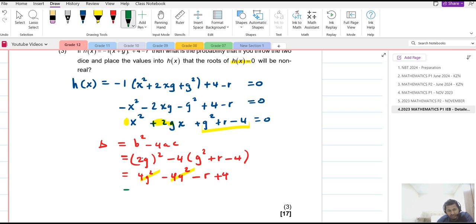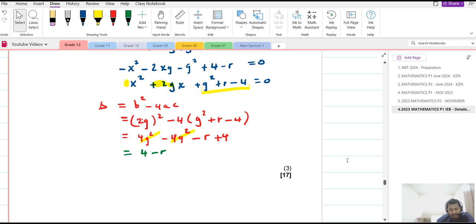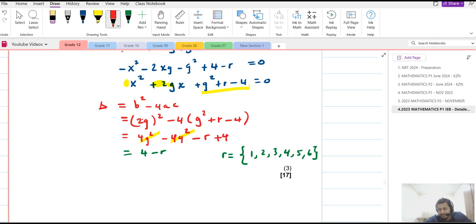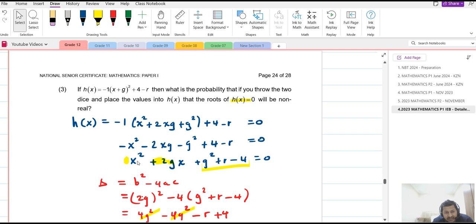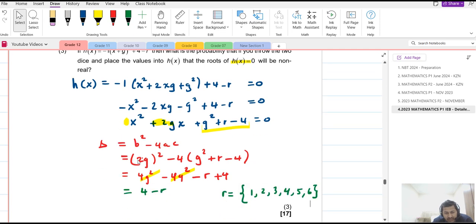So what do we have? 4 minus r. So what do we want? We can choose values of r. We know r is 1, 2, 3, 4, 5, and 6. Now let's see which values of r will give me non-real roots. Non-real is less than 0. Let me see if I did this right. b squared is 2g.